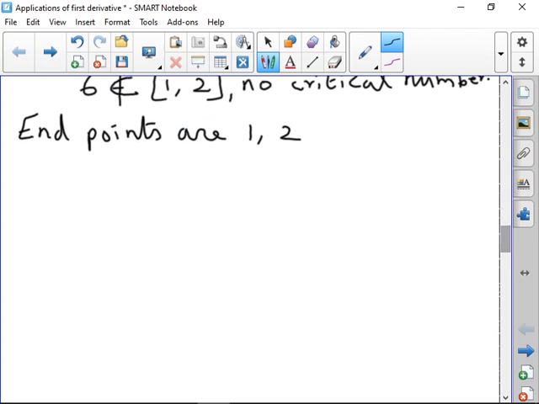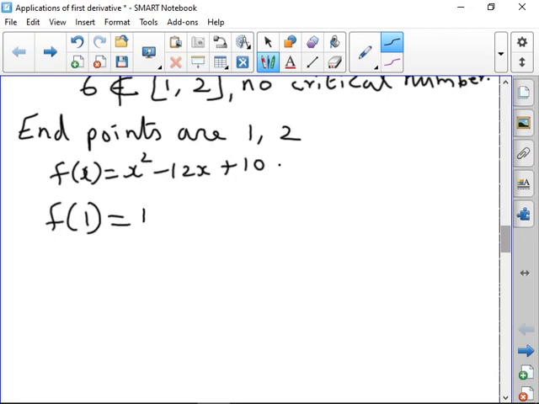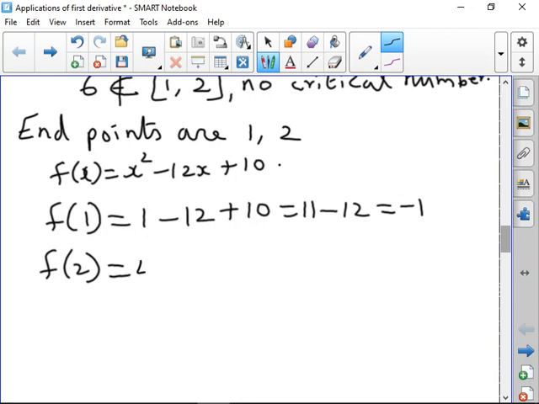So what is f of x? f of x is equal to x square minus 12x plus 10. So find f of 1. f of 1 is 1 square is 1 minus 12 into 1 is 12 plus 10. So 11 minus 12 which is equal to minus 1. அடுத்தது f of 2. 2 square is 4, 12 into 2 is 24, plus 10. So it is equal to 14 minus 24 which is equal to minus 10.